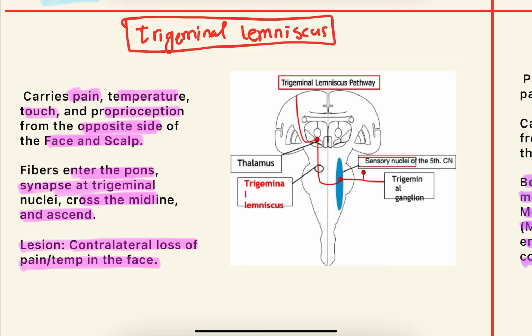Now, if I have a lesion here, it will lead to what? Because it synapses, crosses, and goes up, I will have contralateral loss of pain, temperature, and proprioception in the face and the scalp. Okay, and we're talking about the sensory part of the trigeminal, by the way.